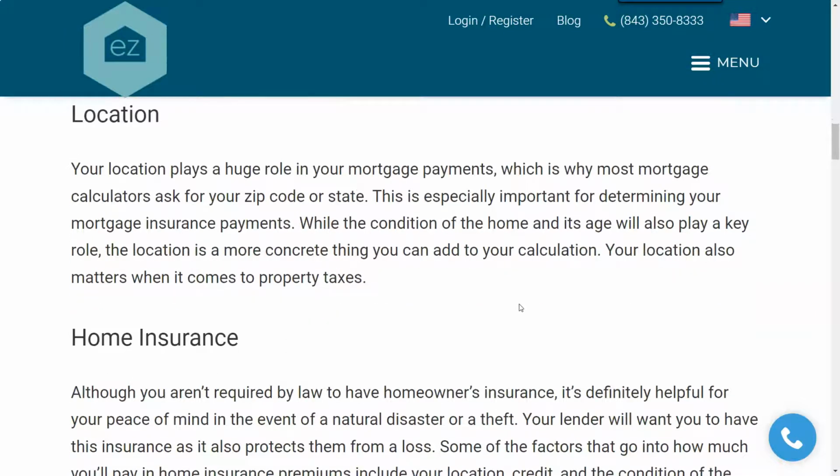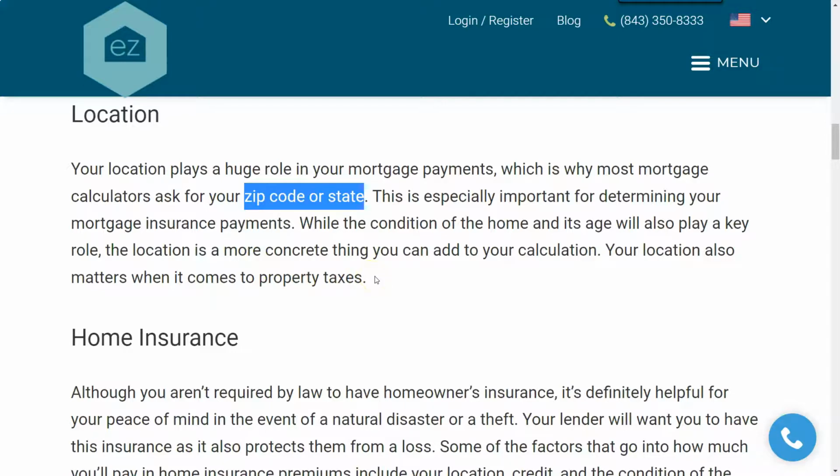Location is important because your tax code is going to be found on these calculators by using a zip code. So you use your zip code, and I said your tax code, but I meant your tax value that you'll have to pay for your house. That will also be divided up over 12 months, right?